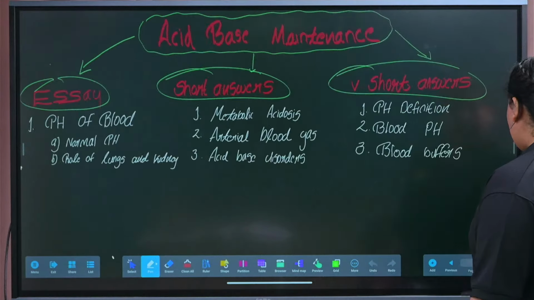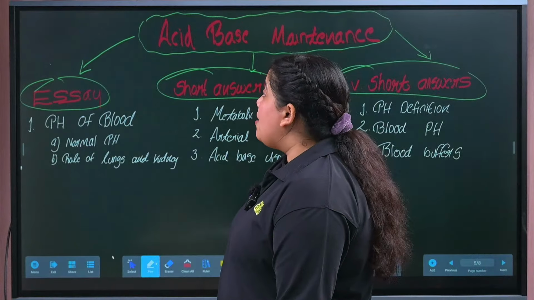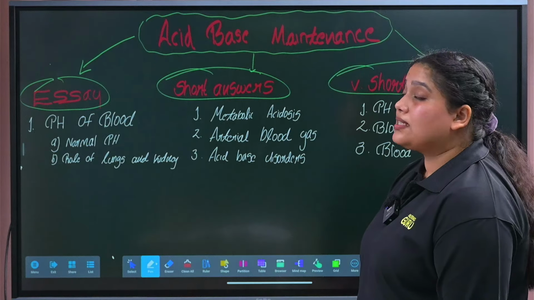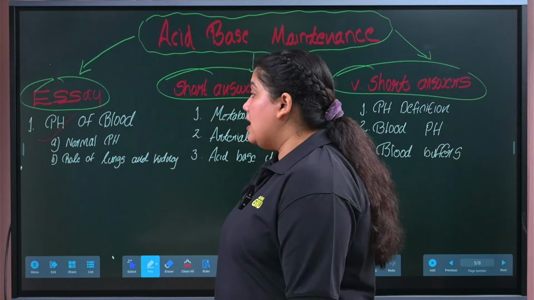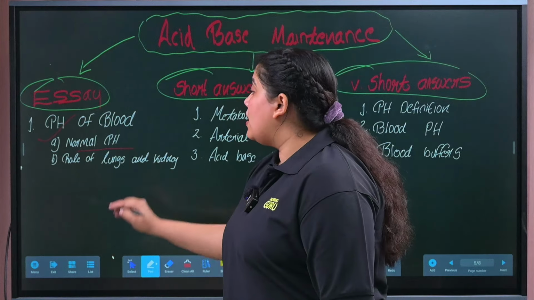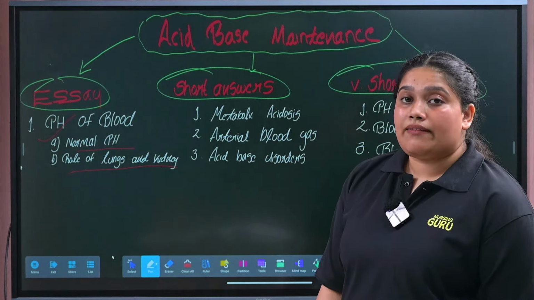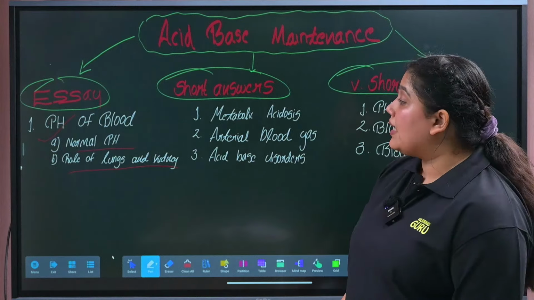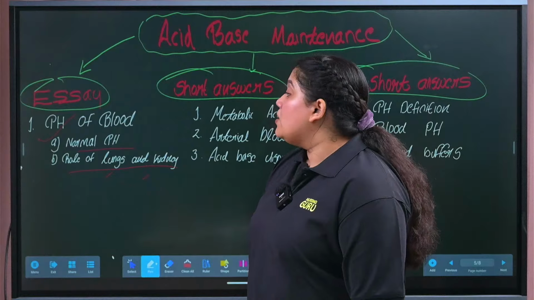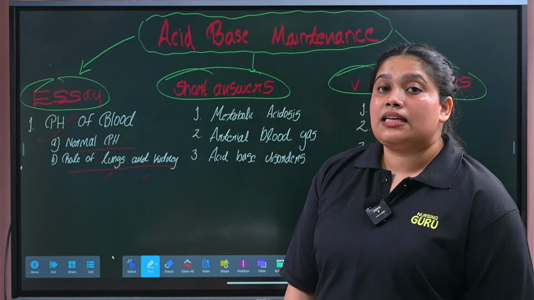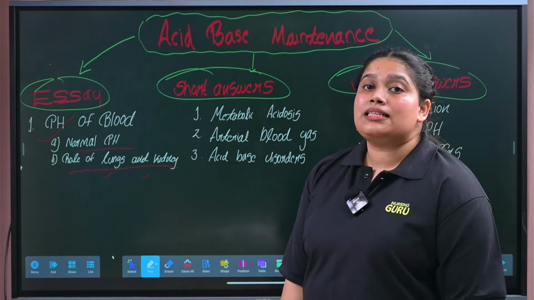Clear? And next, acid base maintenance. From this chapter, the expected essay question is the pH of blood. In that, normal pH, role of lungs and kidney. So the normal pH is 7.35 to 7.45, and how the pH is affected by lungs and kidney. So that we already discussed. The pH is decreased means that is acidosis. If the pH is increased means that is alkalosis.